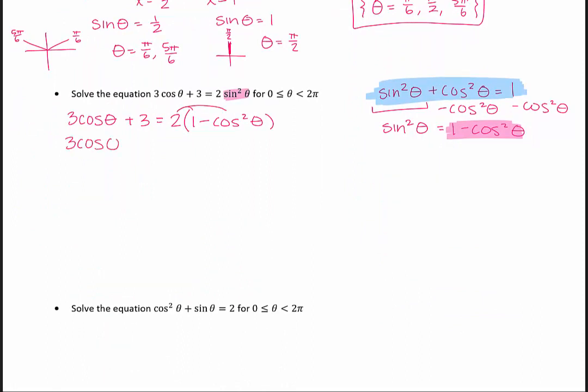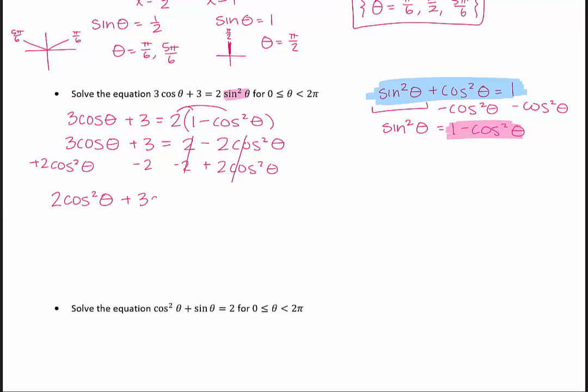So again, 3 cosine of theta plus 3 equals 2 minus 2 cosine squared theta. I'm now going to move both of these things to the other side, so I'm adding 2 cosine squared theta to both sides, and then subtracting 2. And so this side will become 0, and I'll have 2 cosine squared theta plus 3 cosine of theta plus 1 equals 0.